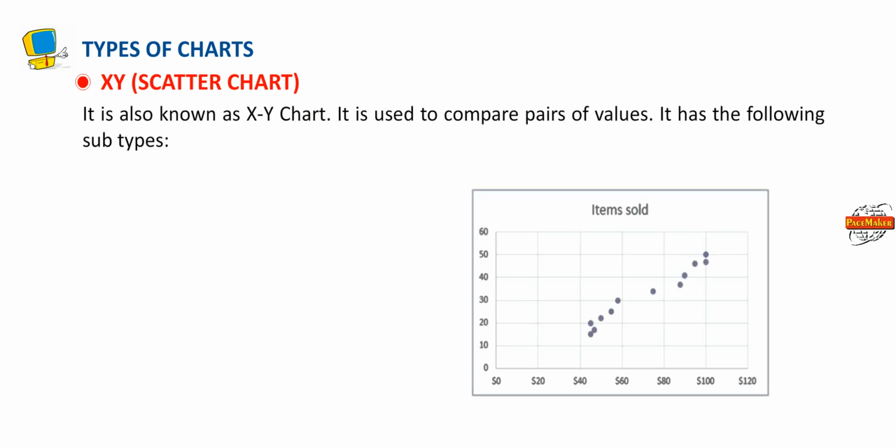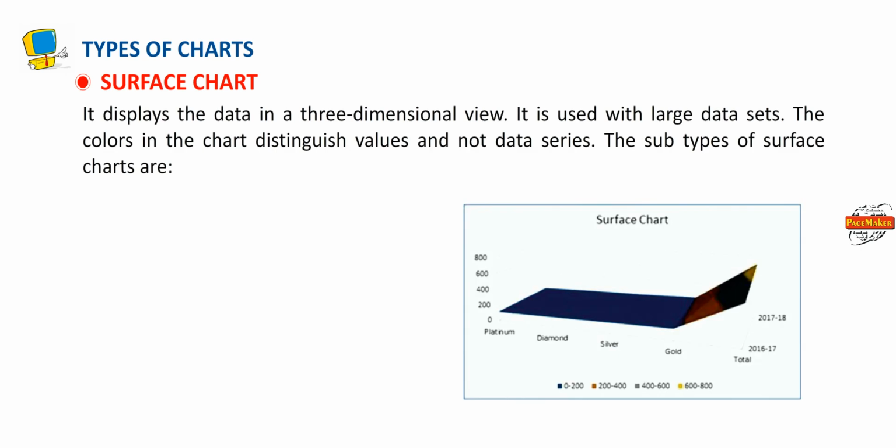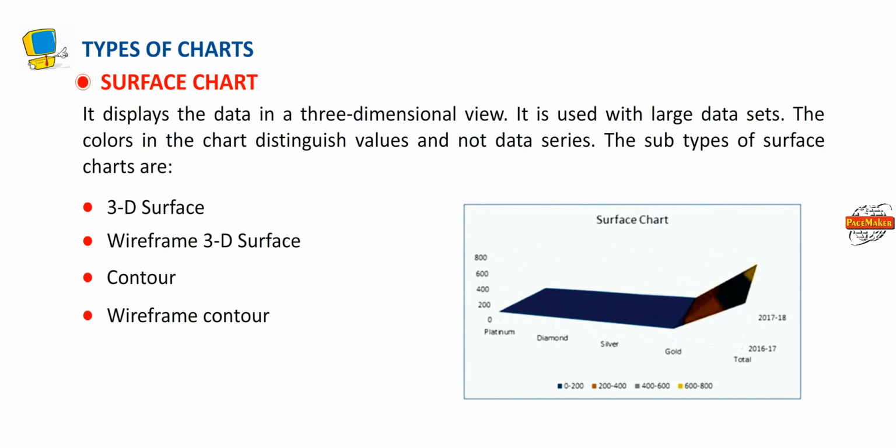XY scatter chart. It is also known as XY chart and is used to compare the pairs of values. It has the following subtypes: scatter with only markers, scatter with smooth lines and markers, scatter with straight lines and markers. Surface chart. It displays the data in a three-dimensional view and is used with large data sets. The colors in the chart distinguish values and not data series. The subtypes of surface charts are 3D surface, wireframe 3D surface, contour, wireframe contour.